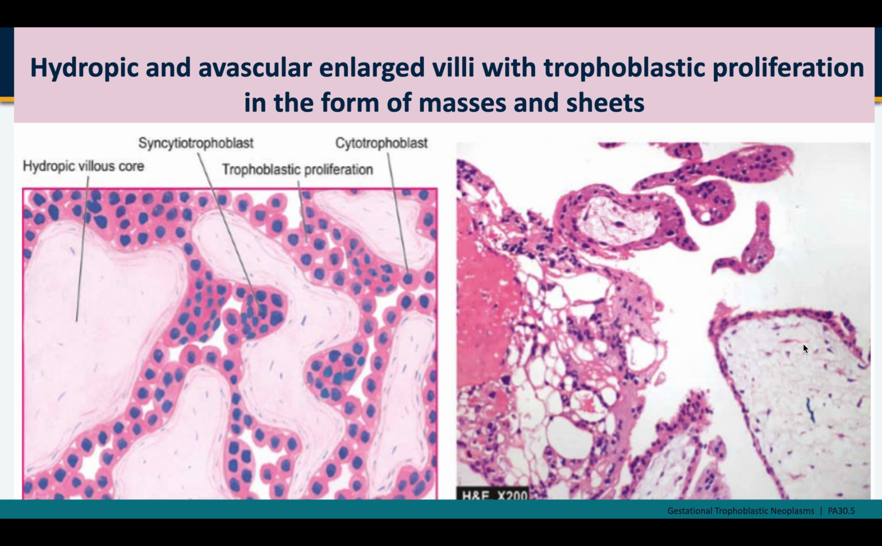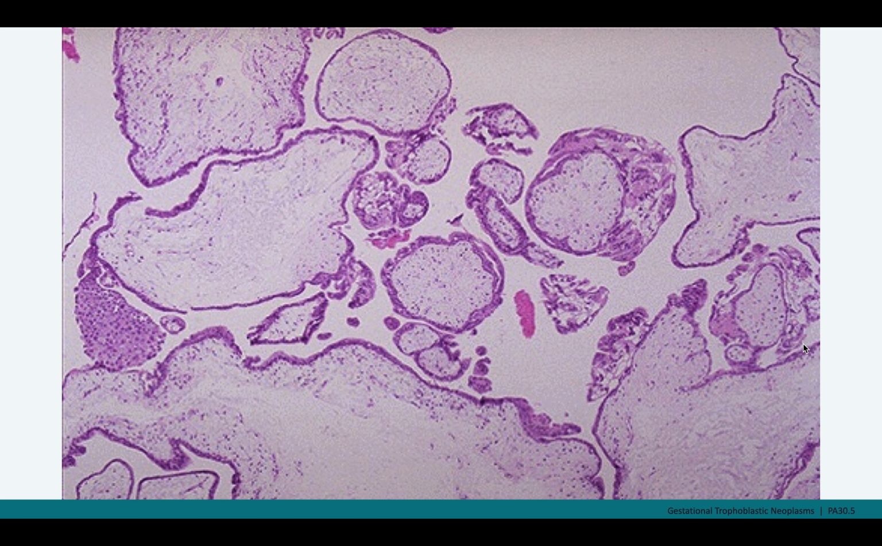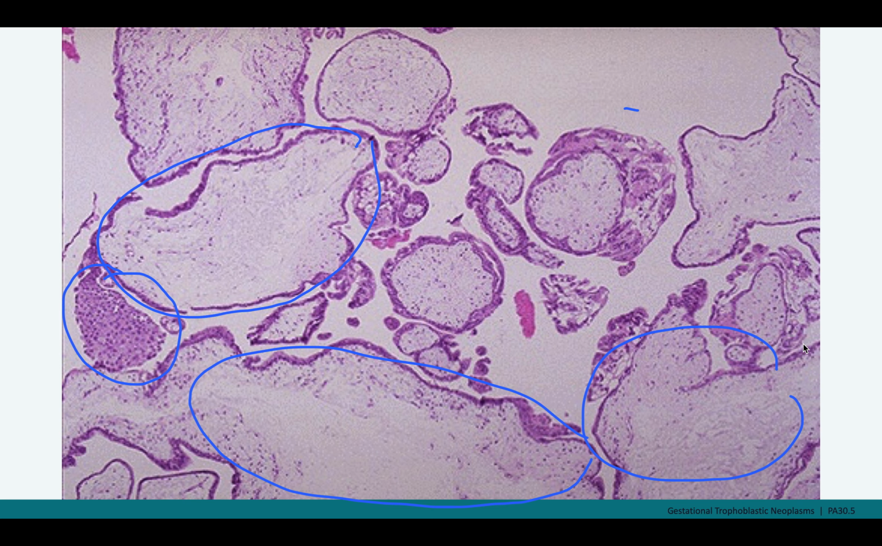On microscopy, you will see that the villi are large in size, and on the large villi there will be trophoblastic proliferation. In case of complete mole, this proliferation of the trophoblast is circumferential. It is all over the villi. However, in case of partial mole, it is mostly partial or focal proliferation. If you see over here, this is a picture of a mole. You can see the villi have enlarged. Hydropic villi are present, and you can see the trophoblastic proliferation is also there.